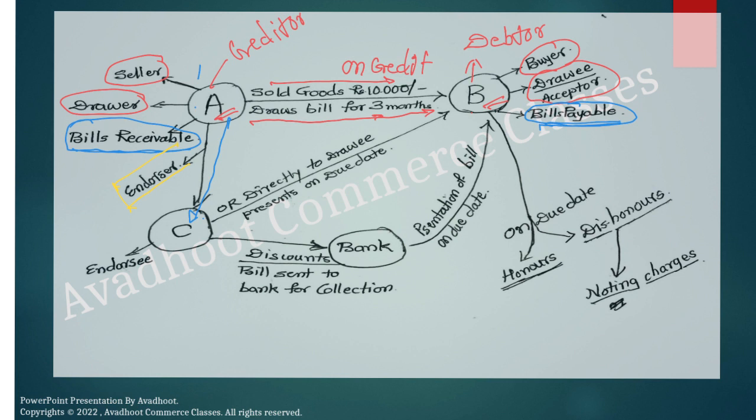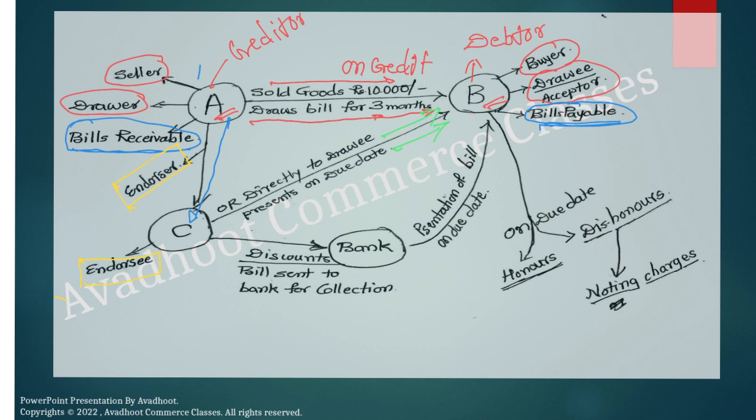The person who endorses the bill is called an endorser, and the person to whom the bill is endorsed is called an endorsee. Here in this problem, Mr. A becomes the endorser because he endorses the bill, and Mr. C becomes the endorsee because he got the bill from Mr. A. Now, there are two ways. Either Mr. C goes directly to the drawee, Mr. B, on the due date and collects the amount from B.